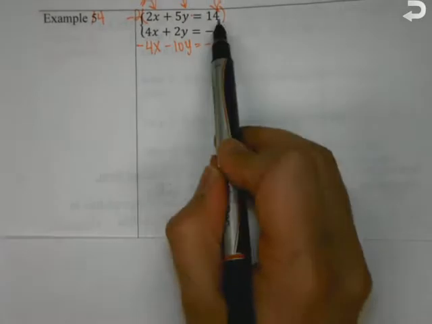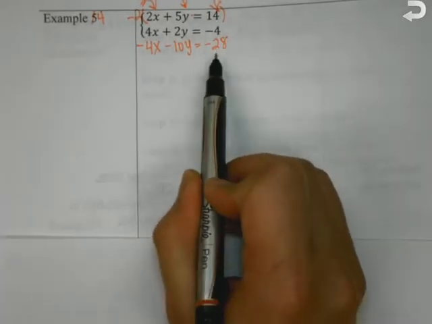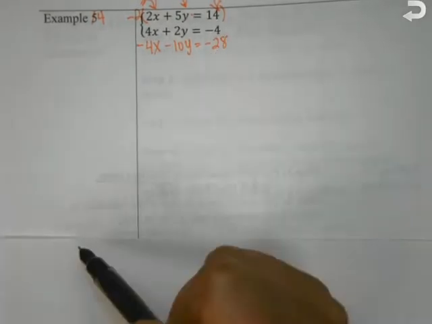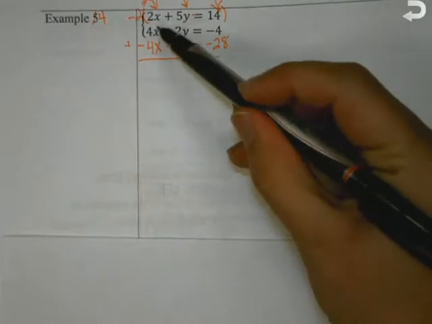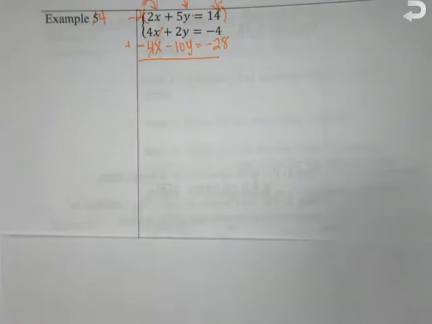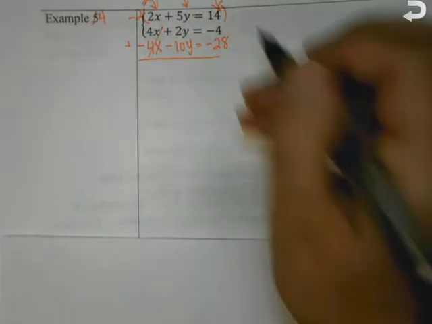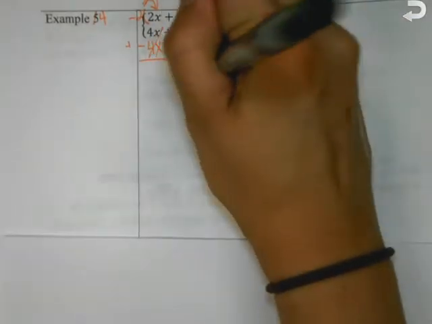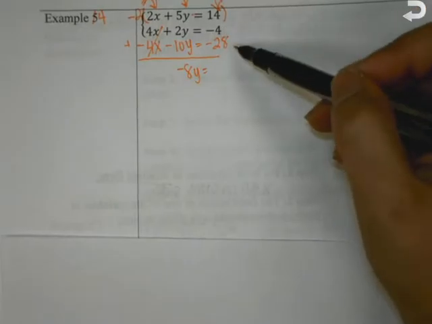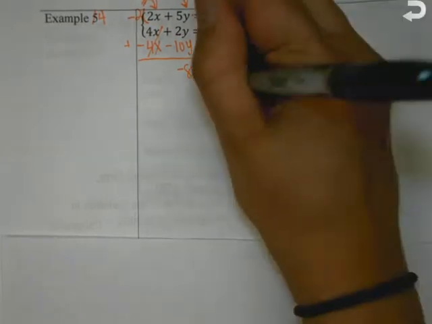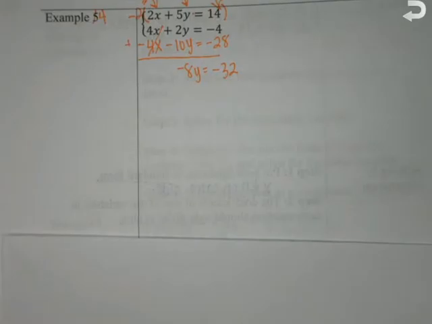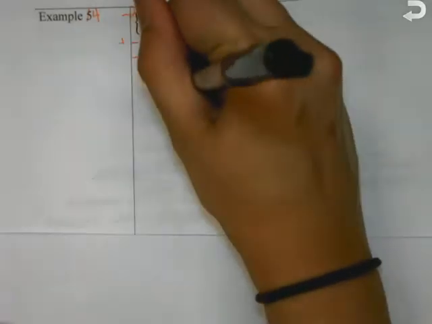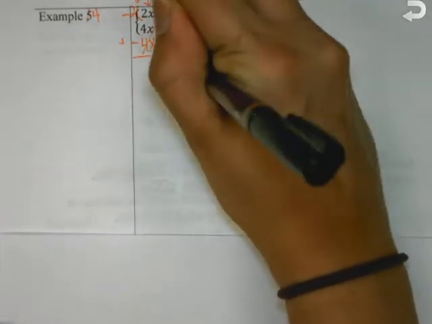Okay, we add the two equations together. 4x minus 4x eliminates. 2y minus 10y gives me negative 8y. And negative 4 minus 28 is going to give me negative 32. Divide both sides by negative 8. And I get y equals positive 4.